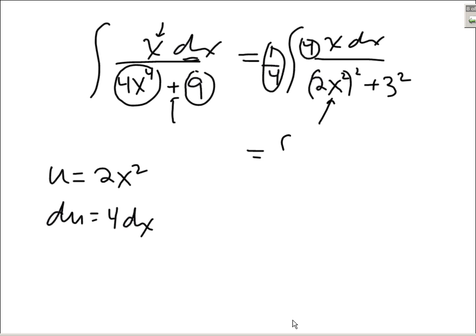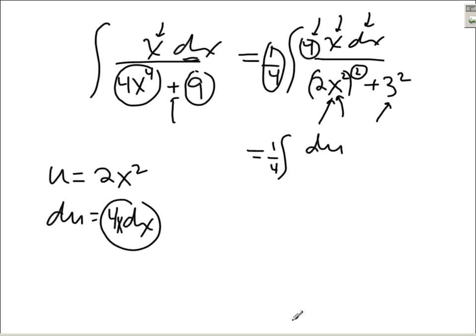So what I have now is the quarter in front, the 4x dx. Well, that's du. I meant to write 4x dx over here. That's du. And the bottom, well, that's u squared plus 3 squared. u squared plus 3 squared. And then we use trig substitution.